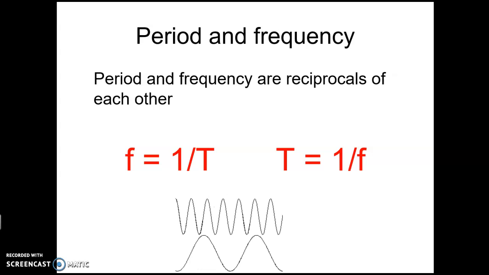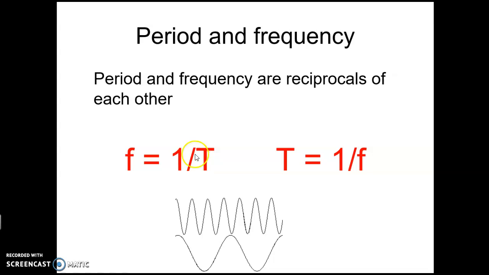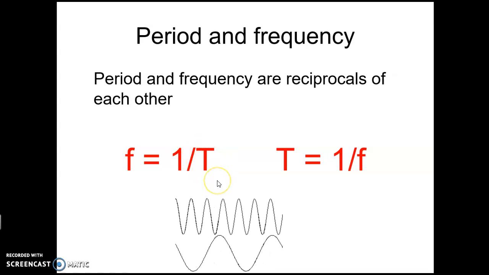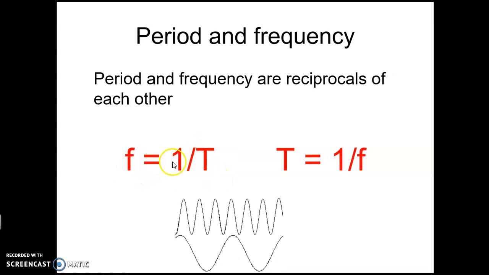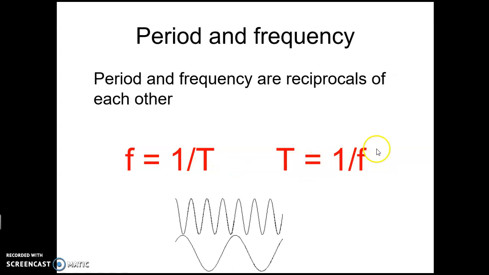And there is a connection between these two, between frequency and period. We use the symbol big T or capital T for period, so the frequency is equal to 1 divided by the period, or the period is equal to 1 divided by the frequency.